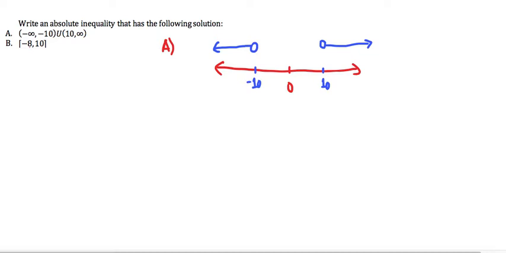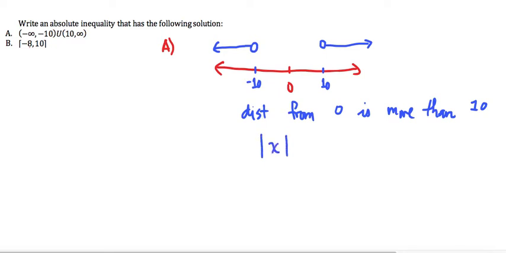So I can also write this in words that this is really saying the absolute distance, the distance from 0 is more than 10. Right? So in words I can just say this means the distance from 0 is more than 10. So the way that I write this absolute value inequality isn't that difficult. All I really need to do is say the absolute value of x has to be greater than 10. And that's it, right? That's all there is to this problem.